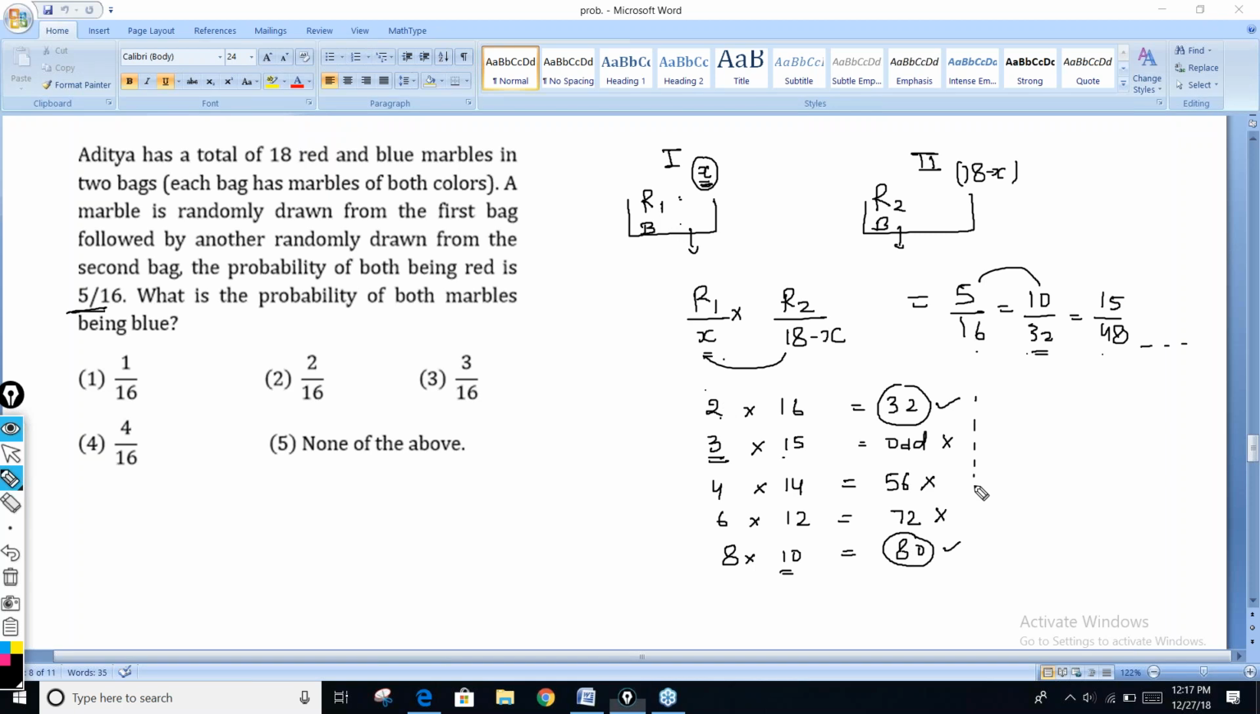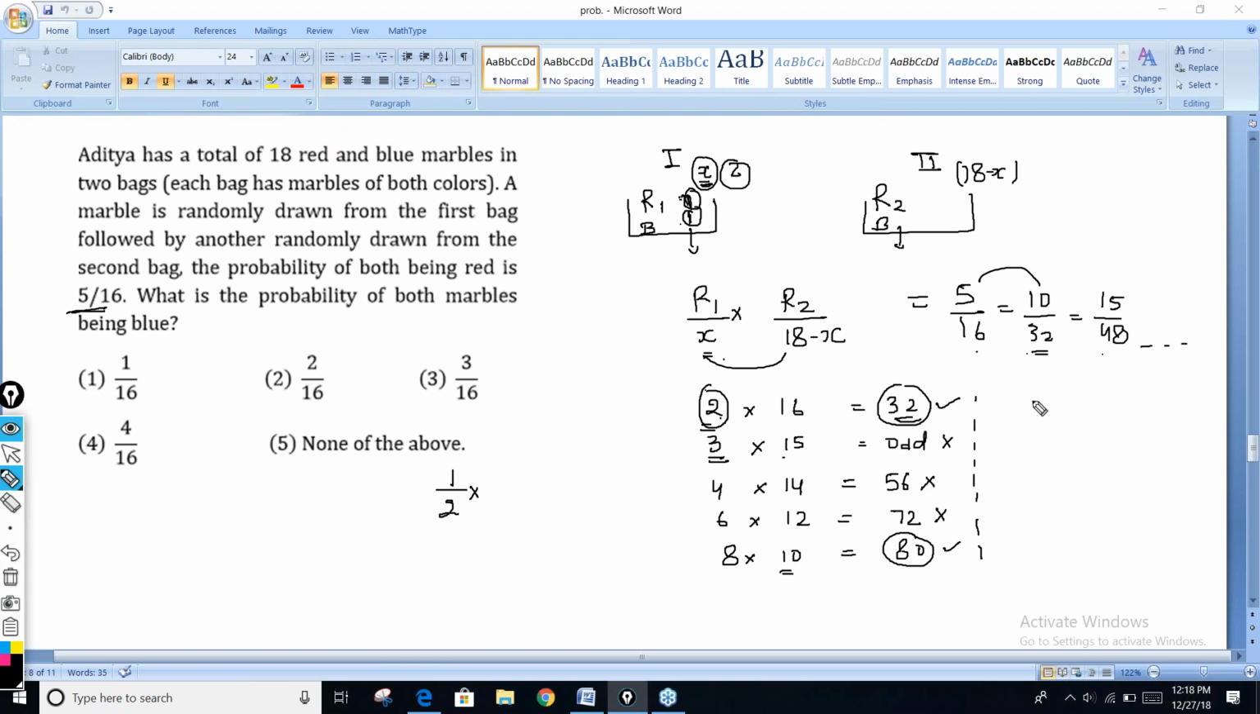So now let's check both the cases. If there are two marbles, one thing is very sure: both of them should be 1 and 1 each. No other possibility because both the colors should be there. So I cannot take 2 and 0. I have to take one red and one blue. So if there are two marbles, red marbles will be 1. So what is the probability of getting red? It is 1 by 2. And there are a total of 16 marbles.